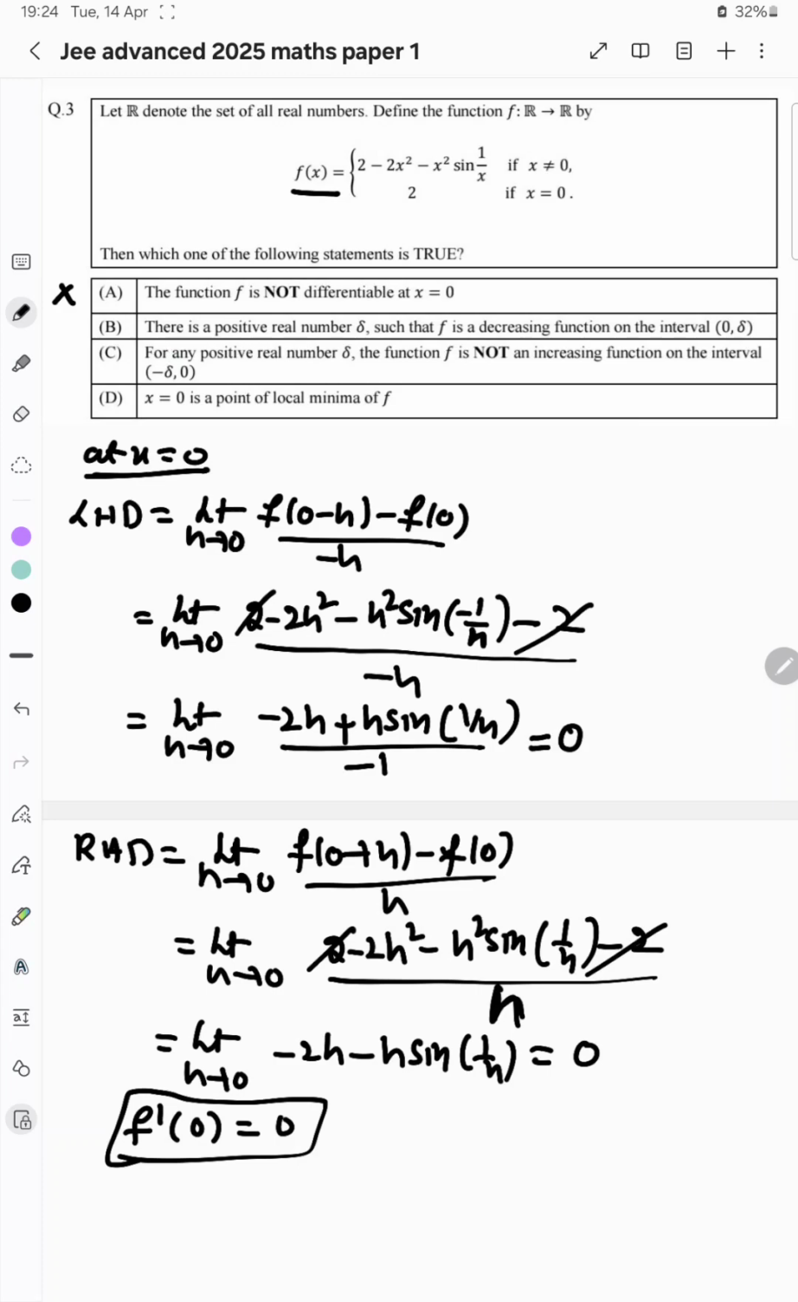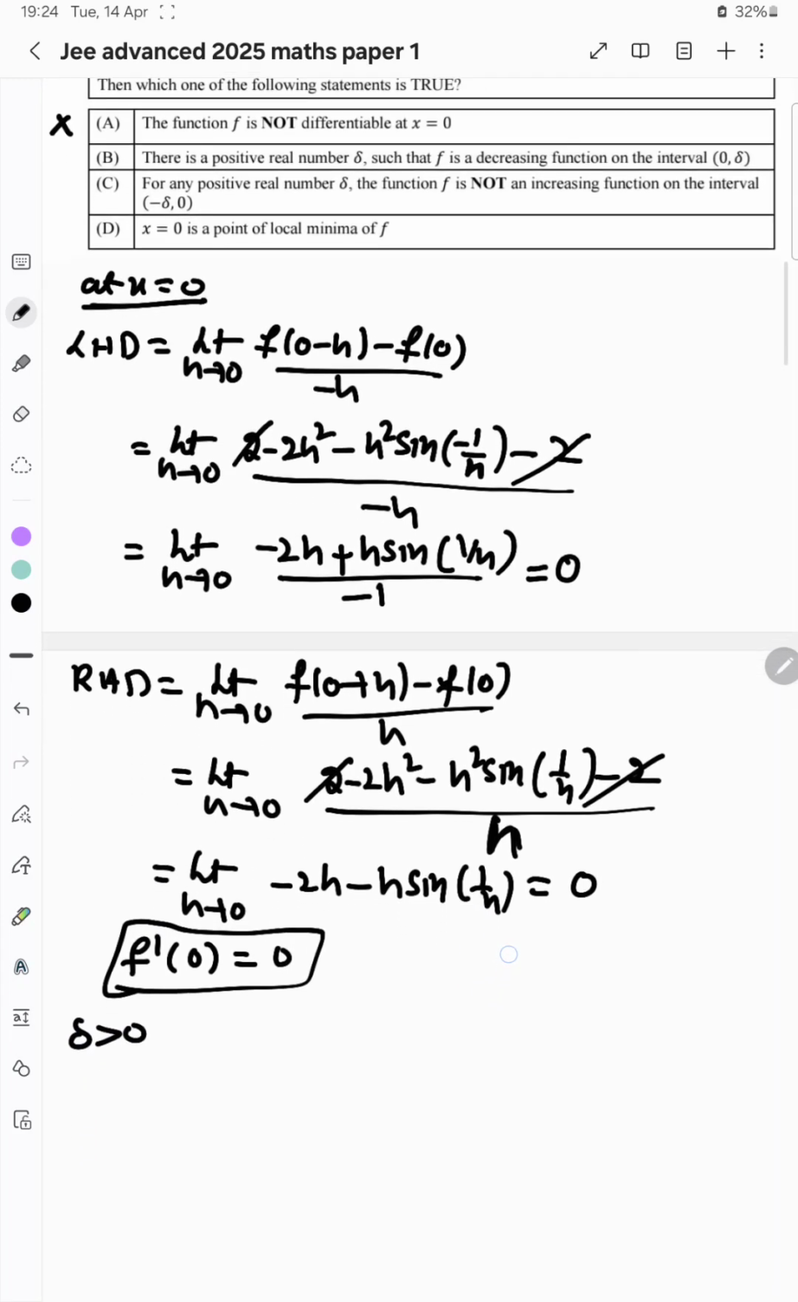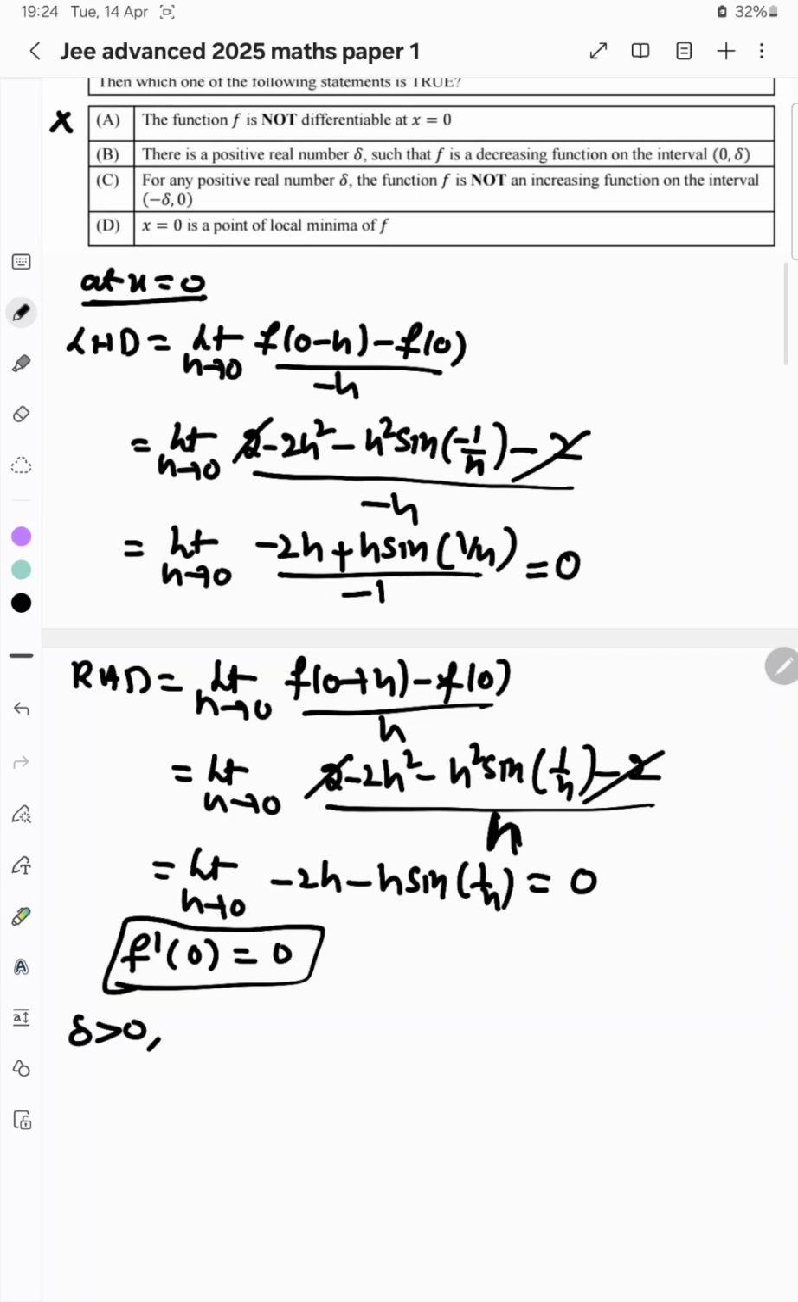There is a positive real number delta such that f is a decreasing function in the interval (0, delta), they give. So here delta is any positive number. Now we have to check in the interval 0 to delta whether the function is differentiable or not, and decreasing or not. 0 to delta means the right side of 0 only. So let's take it as 0+ clearly, which belongs to (0, delta). At this point we are checking the derivative of the function first.